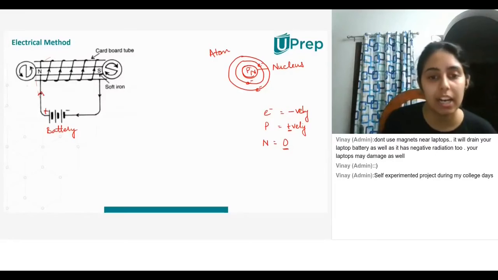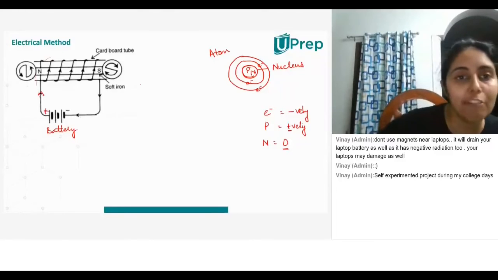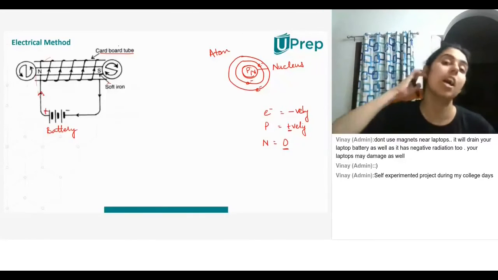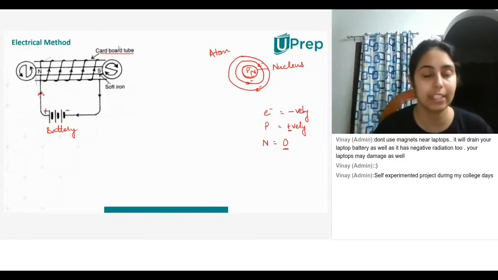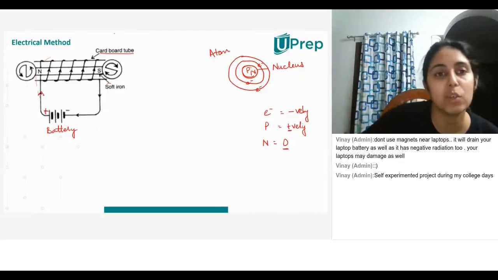All right, so now let's go back to the electrical method. In this electrical method, what we have is a piece of soft iron. Now, this soft iron is insulated by a cardboard tube. By the way, guys, cardboard is also a good insulator of electricity. So anyway, the soft iron is insulated by a cardboard tube.